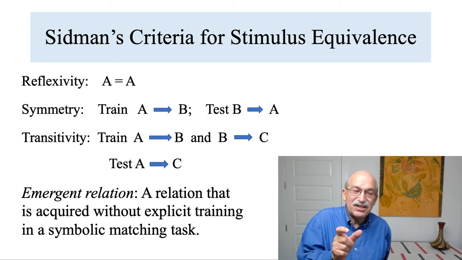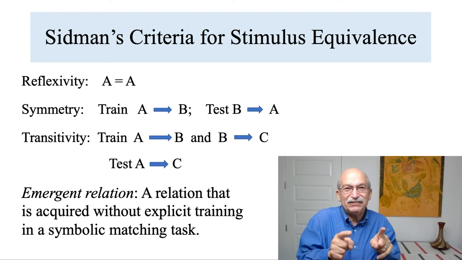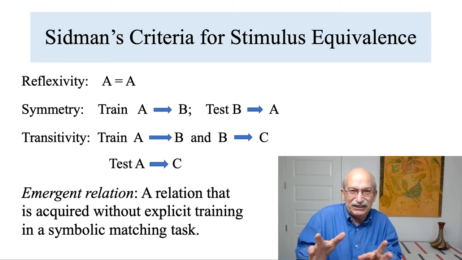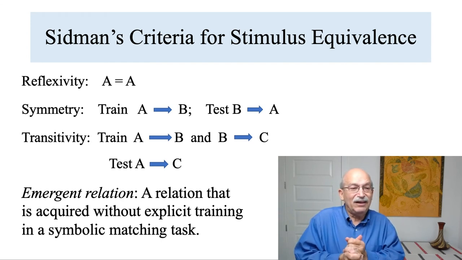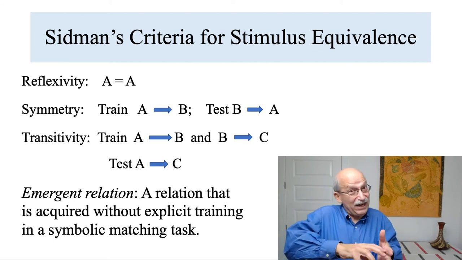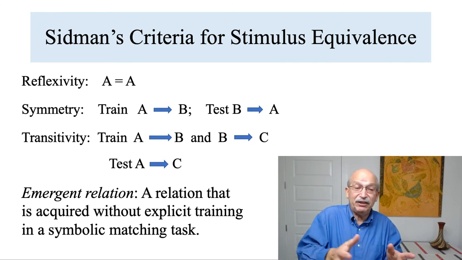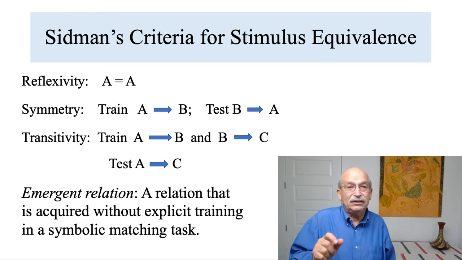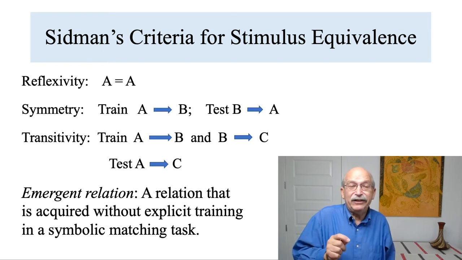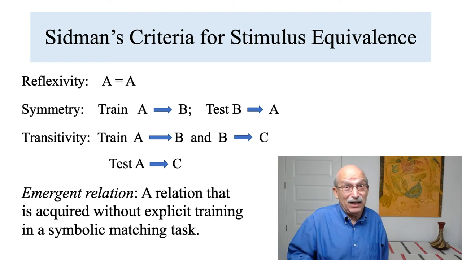That is, if A is associated with B and B is associated with C, then A becomes associated with C. And what's interesting about these test performances is you don't have to specifically train them. That is, you don't have to train the reflexivity relation. That emerges as a consequence of training A to B relations. You don't have to train the symmetry relation. You train A to B, and they perform accurately on B to A. And similarly, in the transitivity, we train A to B, we train B to C, and the subject performs accurately on A to C. So these test performances are evidence that the subject has learned emergent relations. So an emergent relation is a relation that is acquired without explicit training in a symbolic matching task.